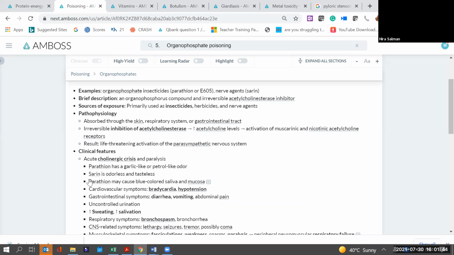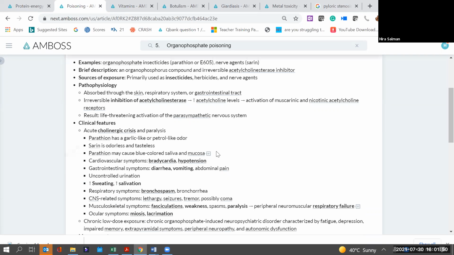Then sarin is odorless and tasteless. That's again a component of this one. Now parathion may cause blue colored saliva and mucosa. So if you check the buccal cavity, the oral cavity, you can see blue colored saliva in these patients. That's again going to give you a clue. If the patient presents with blue colored saliva, you can think about organophosphate poisoning.